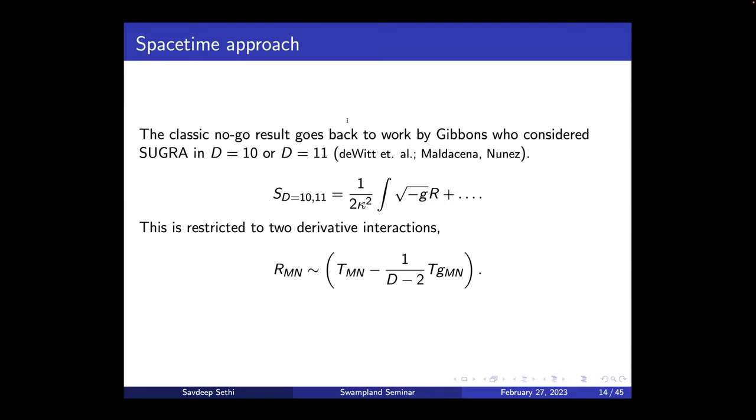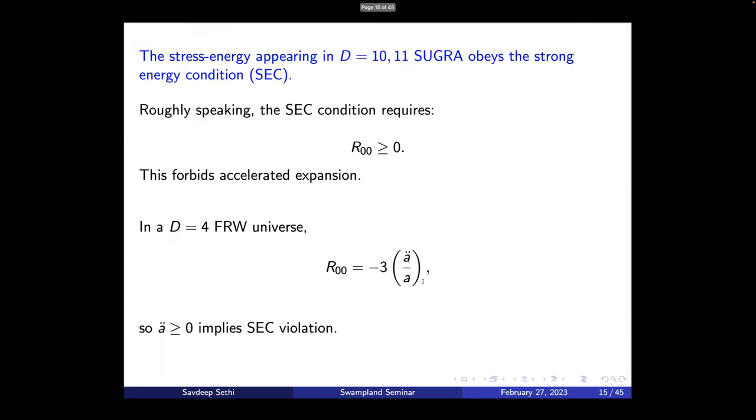As I say briefly, the classic no-go result is very old. It goes back to Gary Gibbons. And Gibbons looked at supergravity in 10 or 11 dimensions. And what he noticed is if you look at the Einstein equations and you look at the structure of the stress energy, when restricted to two derivatives, it obeys the strong energy condition. So roughly speaking, the strong energy condition is a statement that the time-time component of the Ricci tensor is positive. And that forbids accelerated expansion.